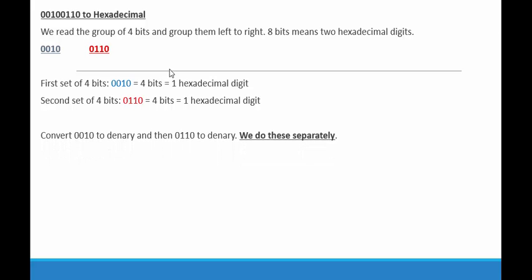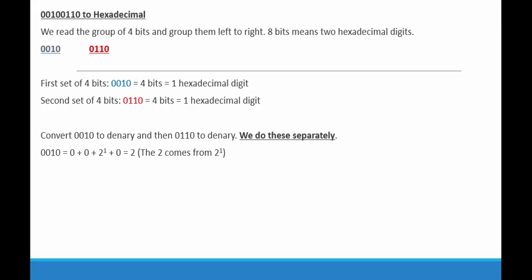Now we convert 0010, my first group right here, to denary, and then my second group to denary, and we do these separately. You can't just say, okay, well, I know this is 38, so this is going to be a 3 and an 8. You can't do it that way. So we convert them and we do it separately.